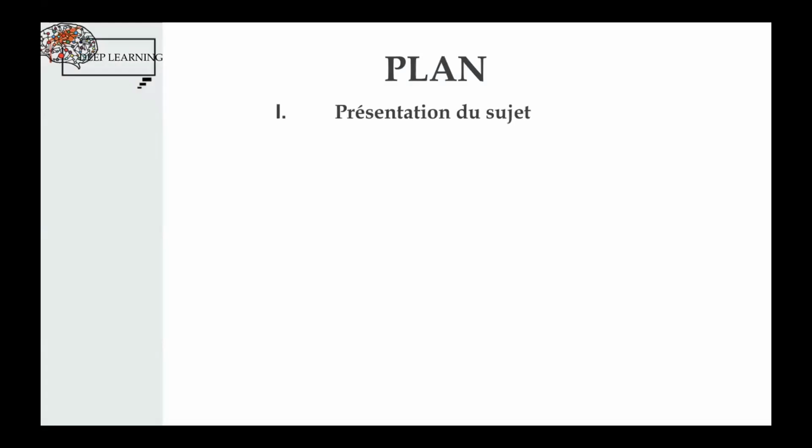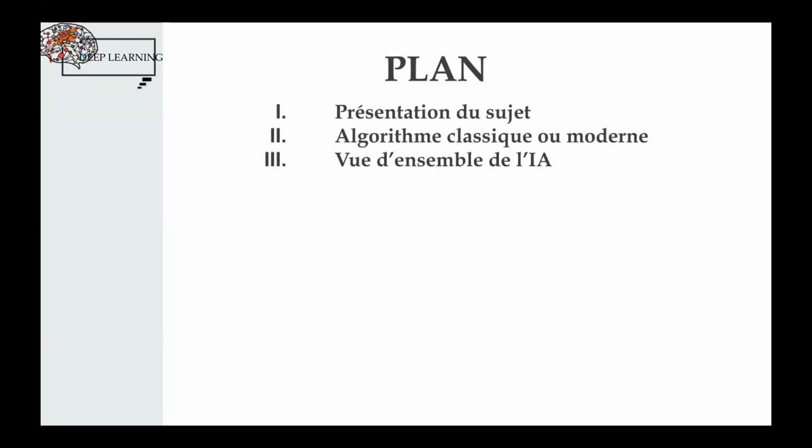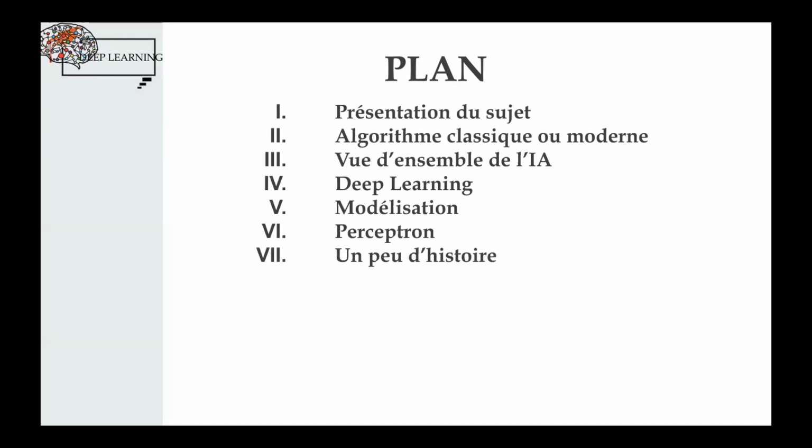La présentation va se faire comme suit. Je vais faire la présentation du sujet, parler des algorithmes classiques ou modernes, parler de l'IA en général, du deep learning, de la modélisation, parler des perceptrons, l'élément atomique des réseaux de neurones, parler un peu de l'histoire parce que l'histoire est importante, parler de l'évolution des réseaux de neurones, tout ça. Parler des couches de neurones. Après, si le temps nous le permet, on va essayer de coder une couche de neurones. Sinon, si oui, on va continuer pour parler de l'optimisation, une partie très importante qui permet d'entraîner les réseaux de neurones.